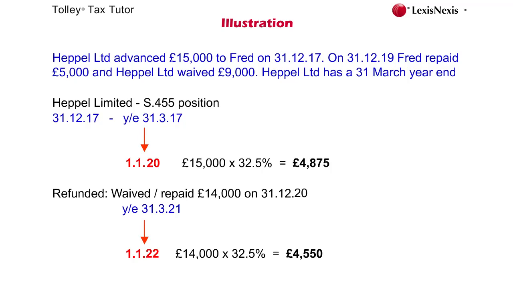The write-off will not be an allowable deduction for corporation tax purposes. As Fred is a director, the £9,000 will be subject to Class 1 NIC at 13.8%, being £1,242. This is deductible by the company.